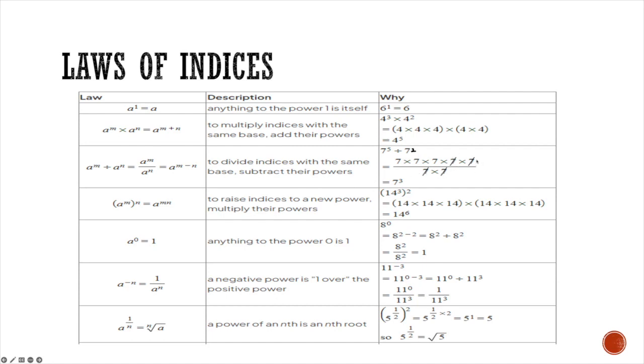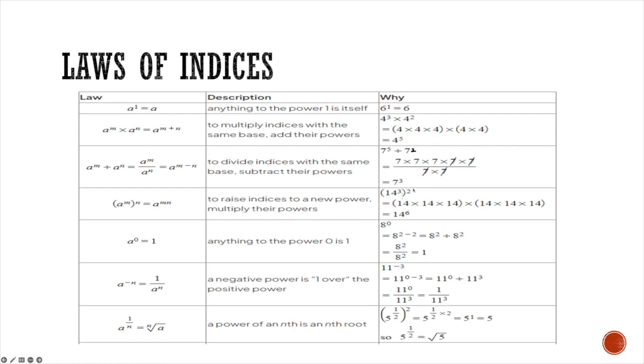So we can cancel these, then remaining 3. So 7 to the power 3. So what we have to do, we have to subtract the powers. When the indices come in like this, we have to multiply these powers. So (a^m)^n means we have to multiply these together: a to the power mn.